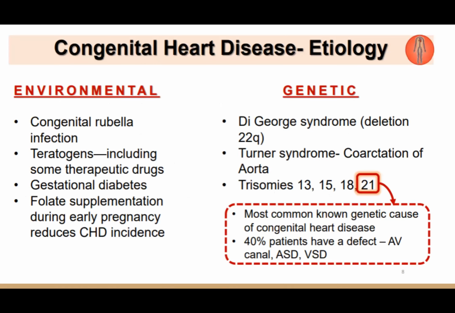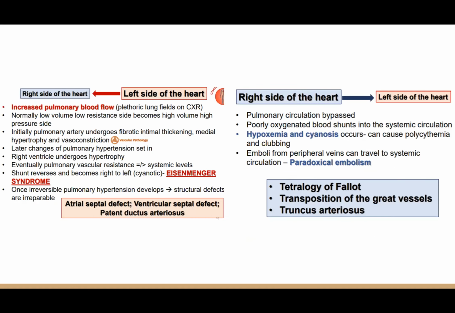Okay, congenital heart diseases. I put this on here as more of an introduction, but understand the pathology behind right to left and left to right-sided shunts, because this is going to determine what the symptoms are in the presentation. So if you have left to right, you're increasing the pulmonary flow because it's not getting to systemic circulation. And so the pulmonary artery undergoes fibrotic intimal thickening. That's the compensation right there. And then you'll have medial hypertrophy and vasoconstriction. You can get pulmonary hypertension later, and then the right ventricle is going to be hypertrophied.